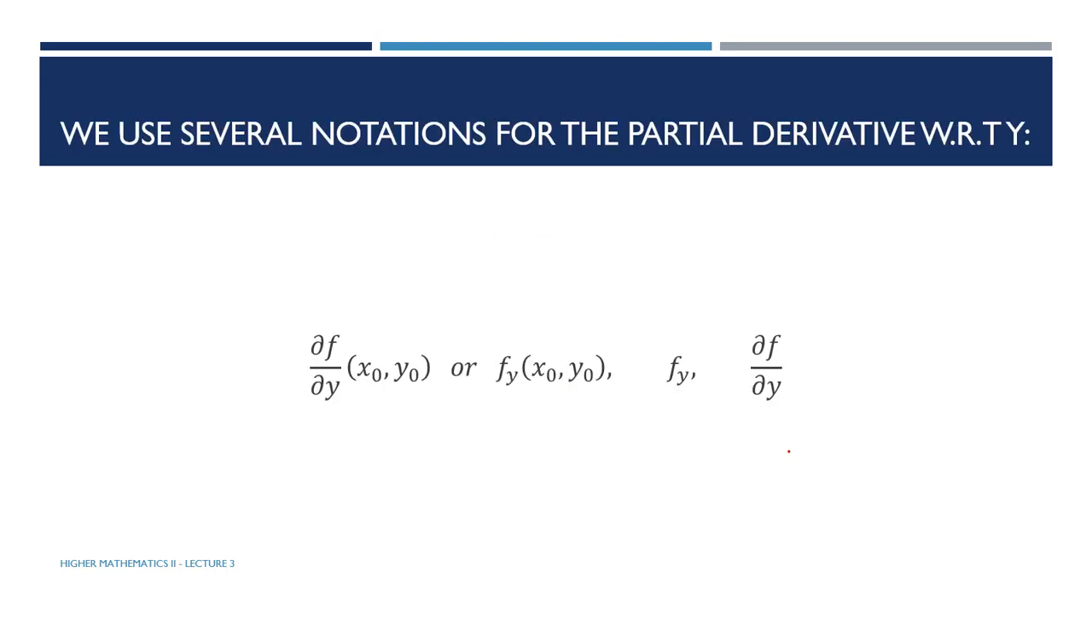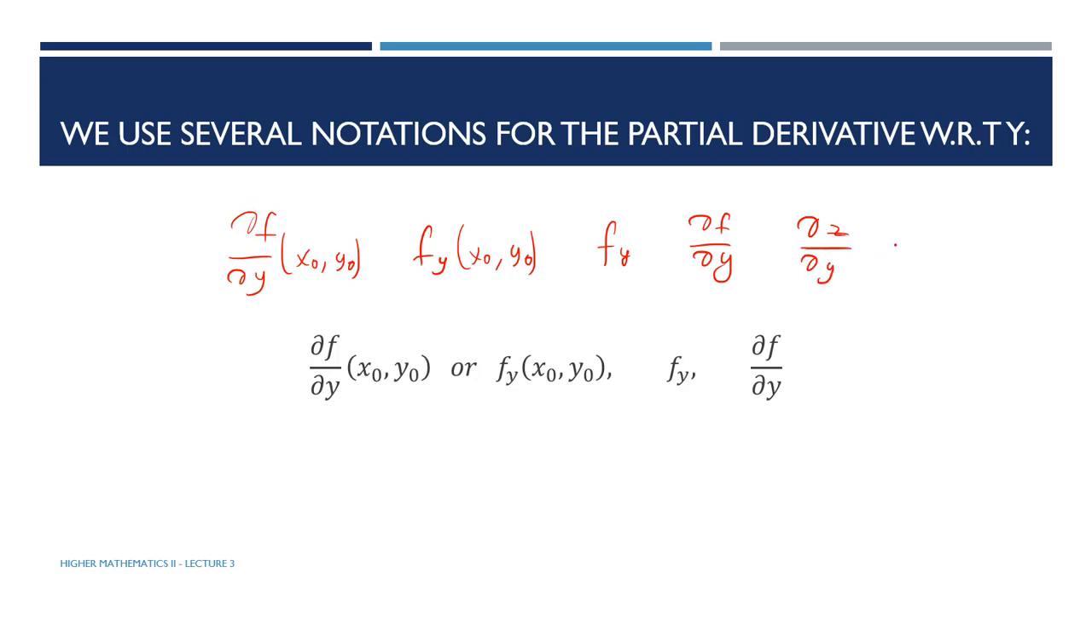For the partial derivative of a function with respect to y, we may also use ∂f/∂y at x0, y0, or f with small y at x0, y0, or just f y, or ∂f/∂y, or maybe ∂z/∂y, z y. We may use any of them, all of them are correct.